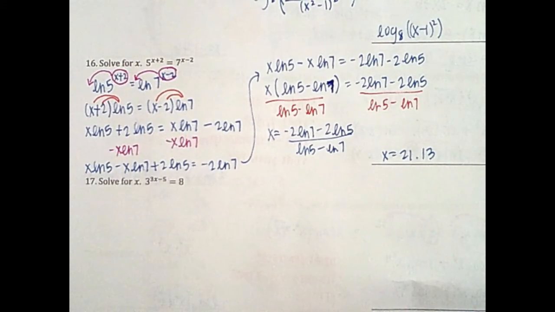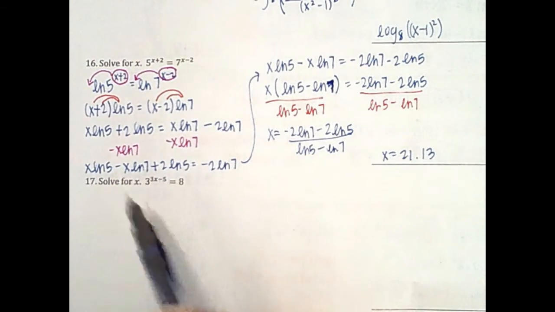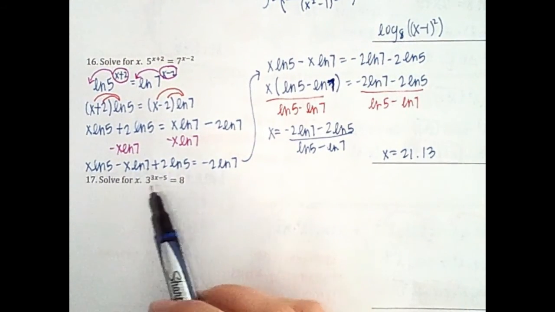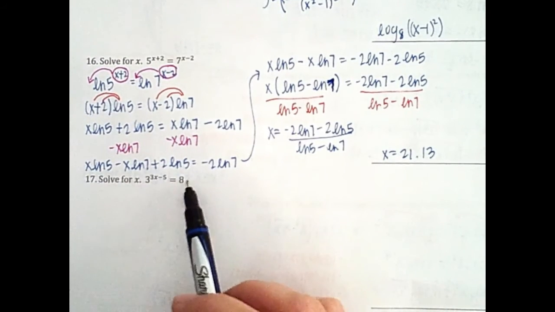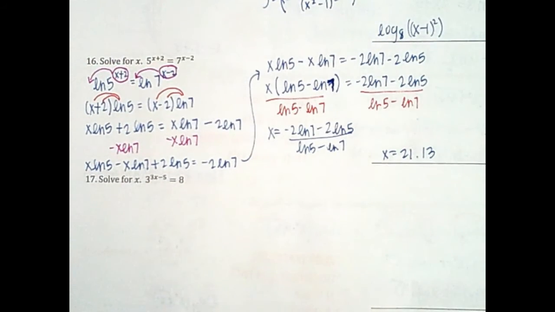Okay, so on to number 17. There are a few ways that you can solve this. You could recognize, okay, you have a single number over here. You cannot get them to be the same base. And so you could change it to an exponential. Or you could just, like we did on number 16, you could take the ln of both sides. I am going to take the ln of both sides on my work.